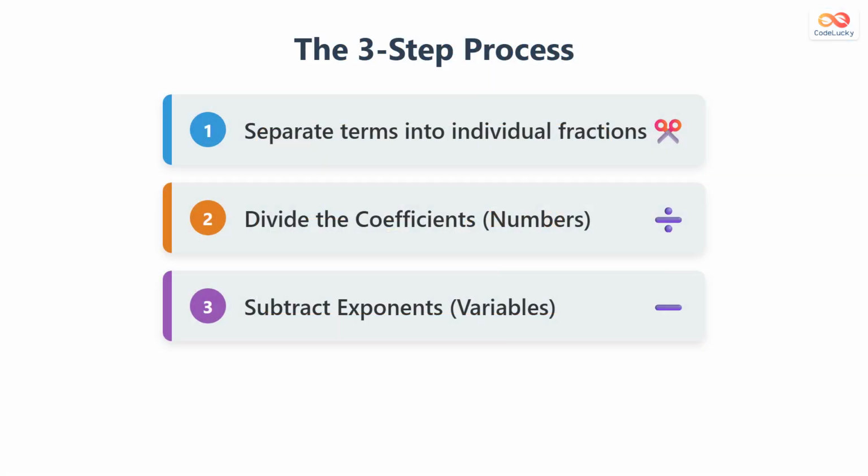So here is our three-step process. Step 1, separate the terms into individual fractions. Step 2, divide the coefficients, which are the big numbers in front. And Step 3, subtract the exponents on the variables.